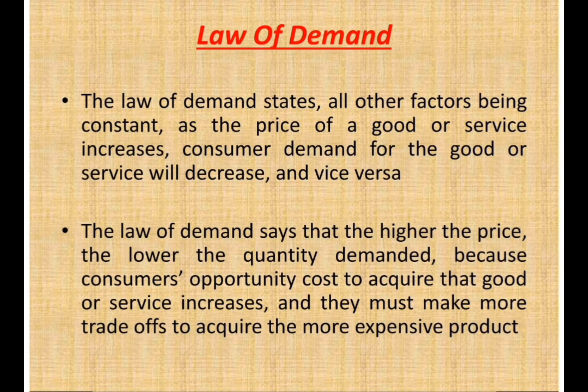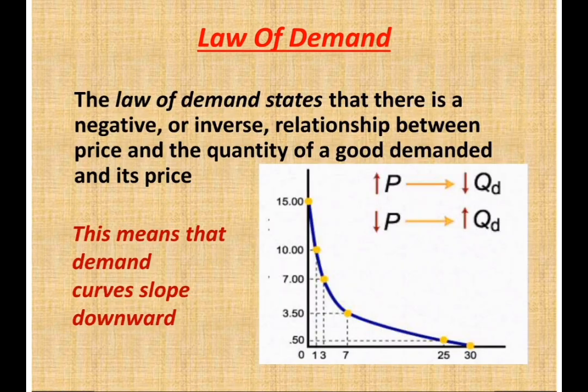Law of demand. The law of demand states, all other factors being constant, as the price of a good or service increases, consumer demand for the good or service will decrease, and vice versa. The law of demand says that the higher the price, the lower the quantity demanded, because the consumer's opportunity cost to acquire that good or service increases, and they must make more trade-offs to acquire the more expensive products. The law of demand states that there is a negative or inverse relationship between the price of a good and the quantity demanded. This means that the demand curve slopes downwards. This can be observed in the adjacent graph.